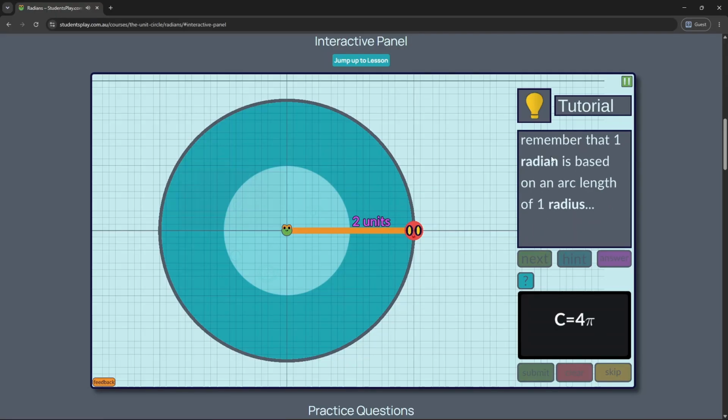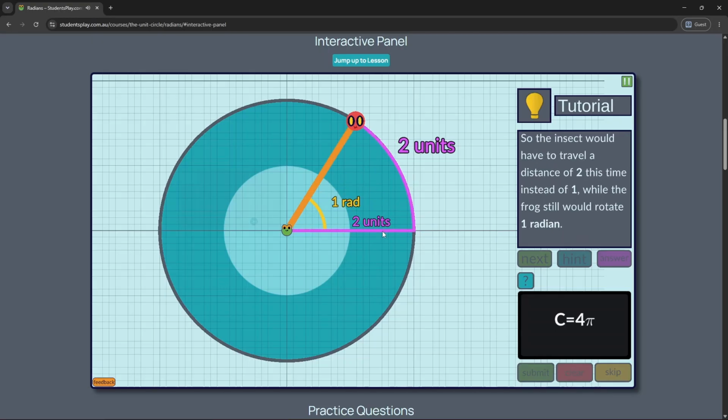Well, remember that 1 radian is based on an arc length of 1 radius. So the insect would have to travel a distance of 2 this time instead of 1, while the frog would still rotate 1 radian. Because the radius is now 2, for the insect to have traveled enough for us to rotate 1 radian, it has to go 2 units this time, not just 1. But the frog is still only going to go 1 radian.